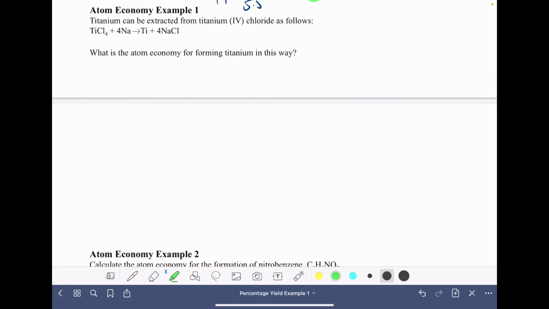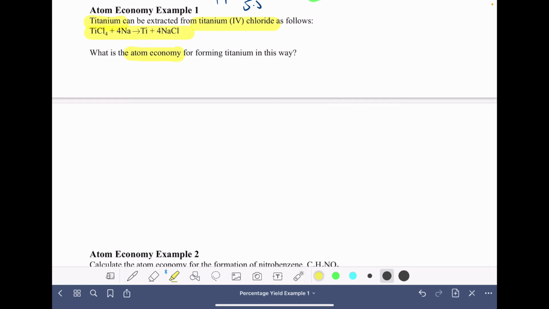Okay, so here's a question on atom economy. Atom economy is all about how much of the total mass of reactants goes towards making our desired product. Okay, so here's a question. Titanium can be extracted from titanium 4 chloride as follows, and we've got our balanced equation. What is the atom economy for forming titanium in this way?